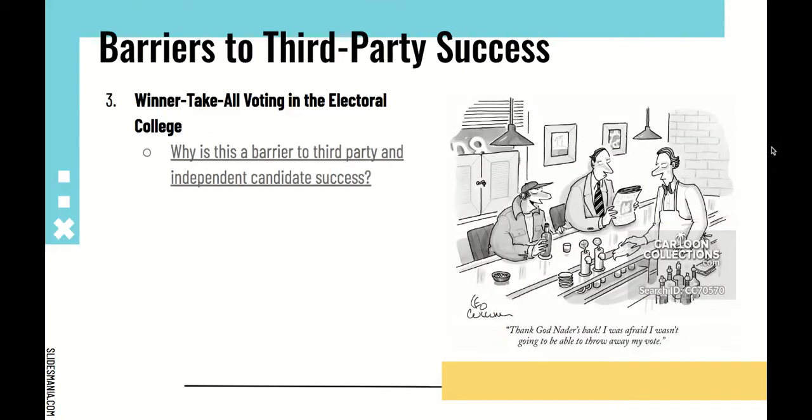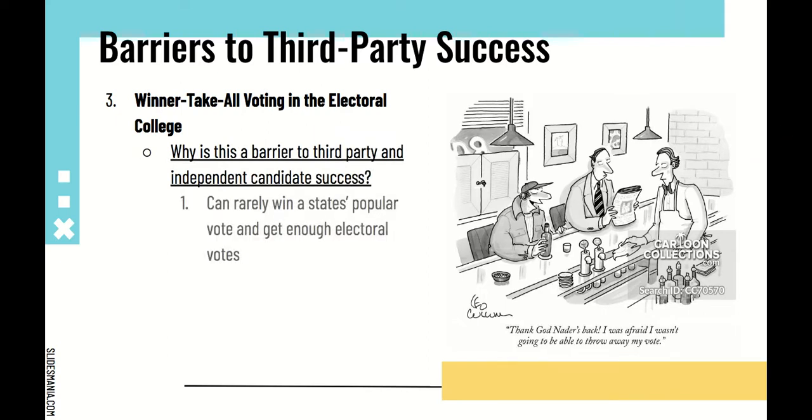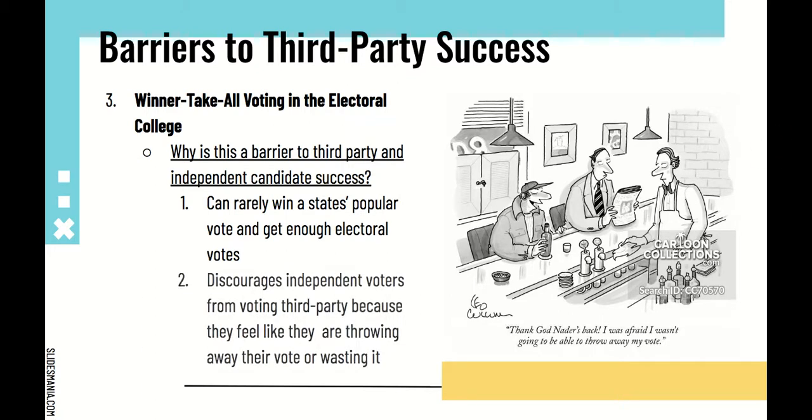Now, winner take all voting is a barrier to third party success for two reasons. Ultimately, because third parties are smaller, they're not as funded, they don't have as large of a following, they can rarely win a state's popular vote, and therefore they don't get the plurality and they don't get enough of those electoral votes, right? They don't get the 270 that they need to win.